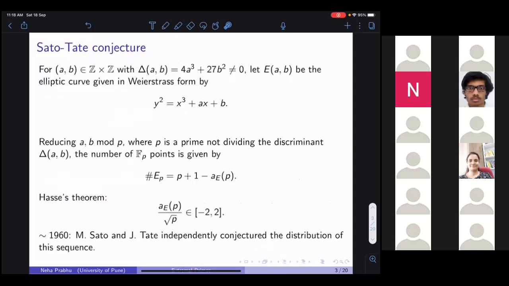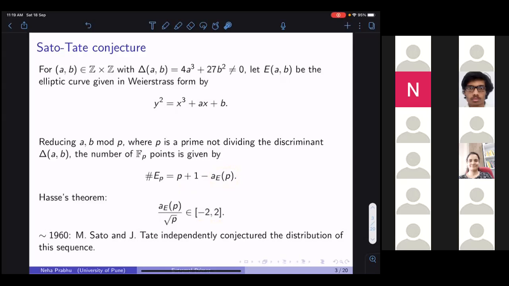Okay, so now the Sato-Tate conjecture for elliptic curves is as follows. You look at a curve y^2 = x^3 + ax + b. This is the Weierstrass form, and a and b are chosen so that you don't have a singular curve. And you reduce those coefficients mod a prime p, where p is a prime not dividing the discriminant. The number of F_p points on the curve is given by p + 1 - a_E(p). And this quantity a_E(p) is of interest and has been studied over the last few decades. Hasse's theorem tells us that if you normalize it by square root of p, then this sequence lies in the interval [-2, 2]. So one can ask how, as primes vary, they sit inside this interval.